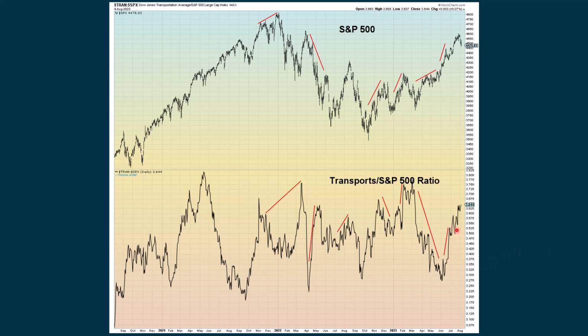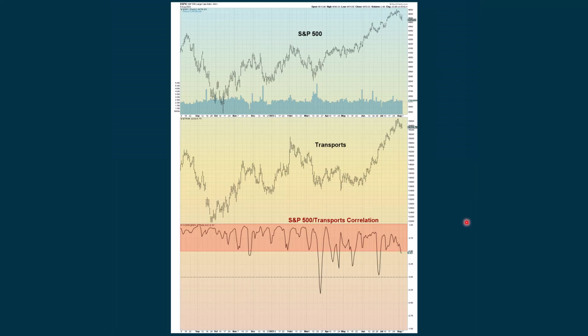Another thing that we look at are the transports to S&P 500 ratio. We want to see this going up in a really solid environment. And even on Friday, when we had some weakness, this ratio continues to advance. That could be further in the background as something positive. When we look at the S&P to the transports, we're seeing the strong relationship that they typically have starting to get a little weaker, meaning that they're not always moving in the same direction at the same time.